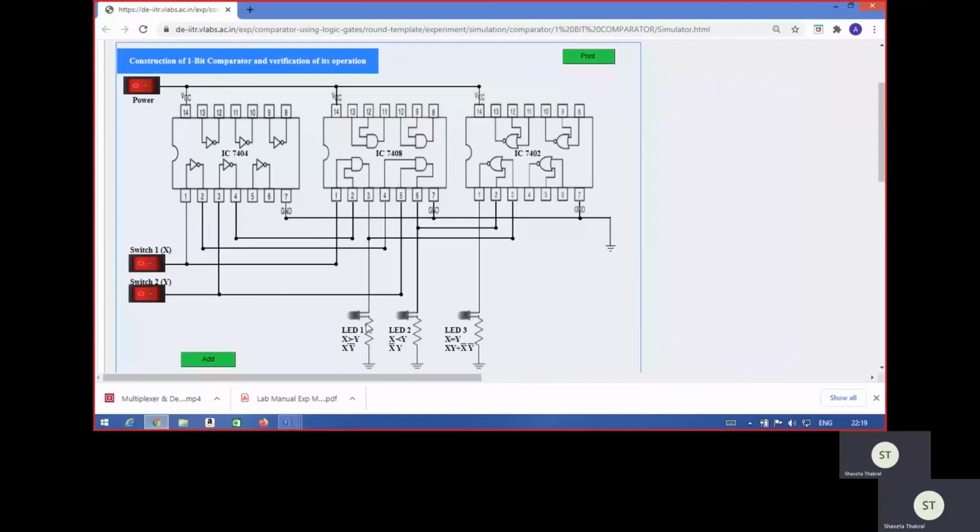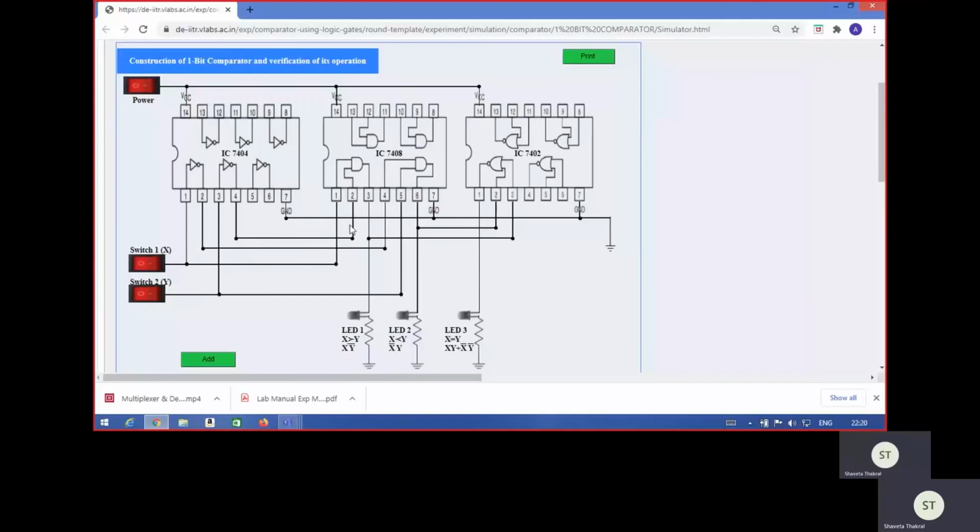And on this first output line we have to generate the logic that is X Y complement. So how to generate this logic? The Y input needs to be passed to the inverter, where pin number 3 is input and pin number 4 is output. So when Y is passed to pin number 3, at pin number 4, Y complement will be generated. This Y complement at pin number 4, we are giving as input to pin number 2 of 7408 IC, and this is the AND gate IC.